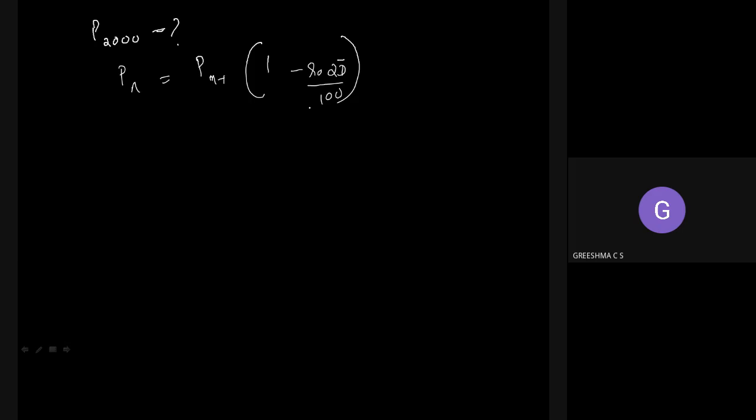Now you can substitute in this equation. You have to find out the population for the year 2000. The last available information is P0, that is 1980. So can you find it by yourself?